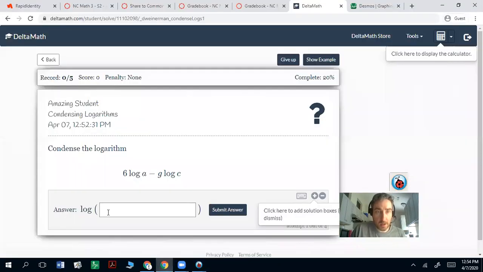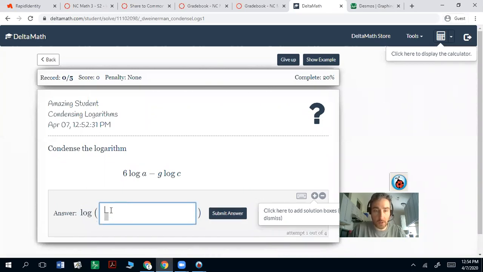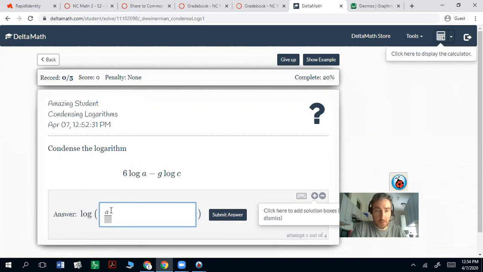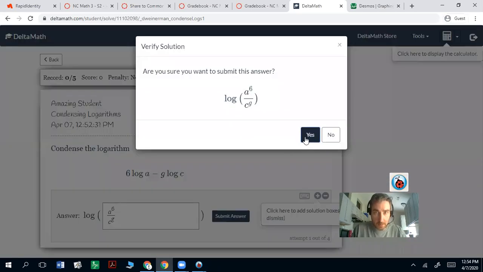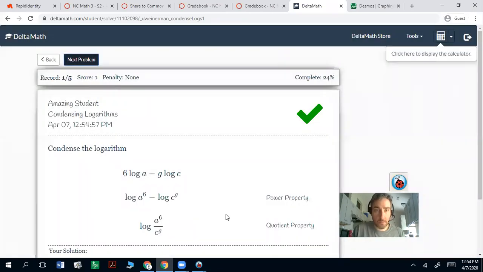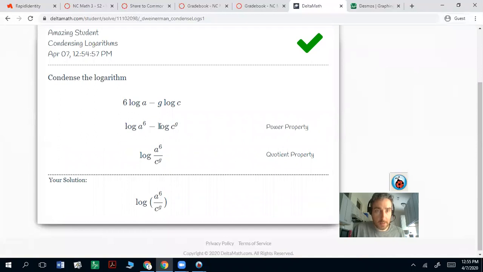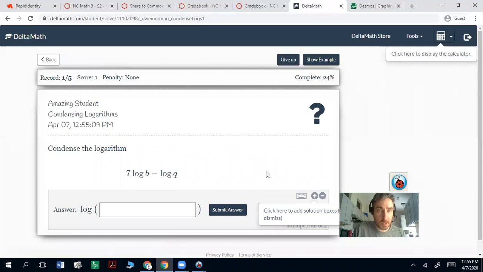Now it already has the log here. So what you're going to do is press the slash button to pull up a fraction. Okay, you're going to do a raised to the 6th power. And then on the denominator, do c raised to the g power. And then you should be good. Submit your answer. And that's what you want it to look like. And well, that's it. It doesn't give you much going on here. It basically powered that stuff up. Let's do a couple more so you can see.